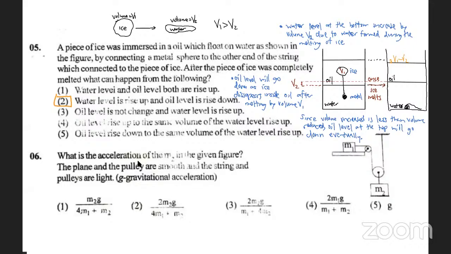Just move on. What is the acceleration of the M2 in the given figure? The plane and the pulley are smooth, and the string and pulleys are light. So, right, fine. Okay, people. What should we do? Mark all the forces quickly. What are the forces we have? There will be M2G, the weight of the object, M2G. There will be tension acting here, T. Same tension will be acting everywhere.